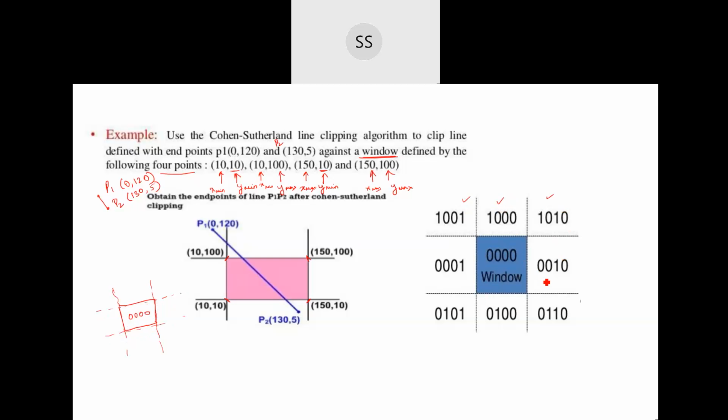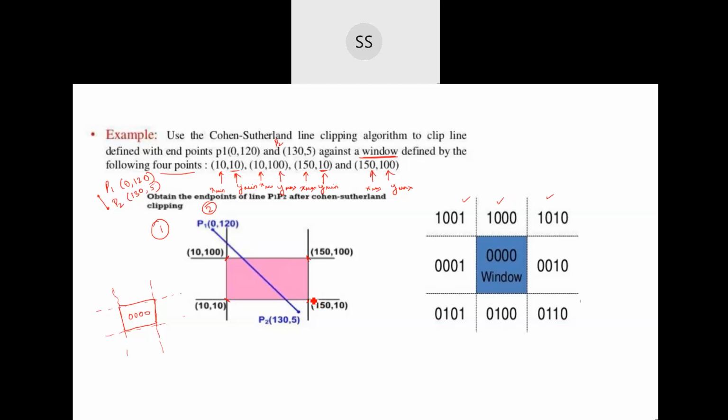Once you have this region code, the first thing you have to do is plot the given values, that is, plot the window and extend its boundary. Then draw the line as well. You have to draw the line. Okay, you have drawn the line.